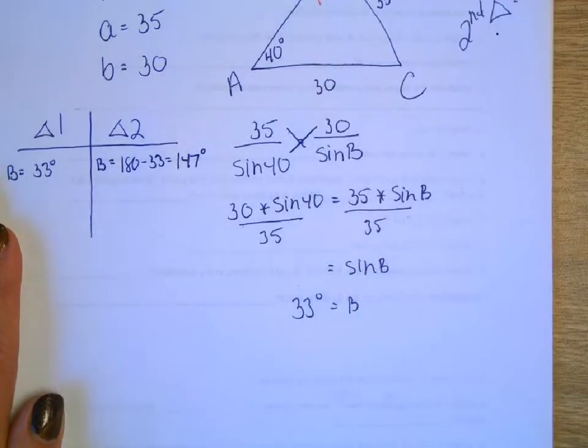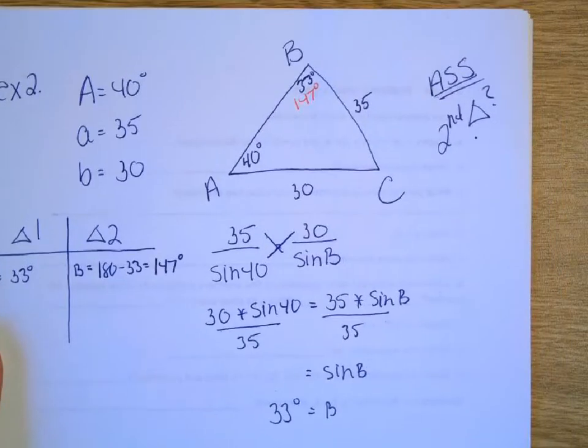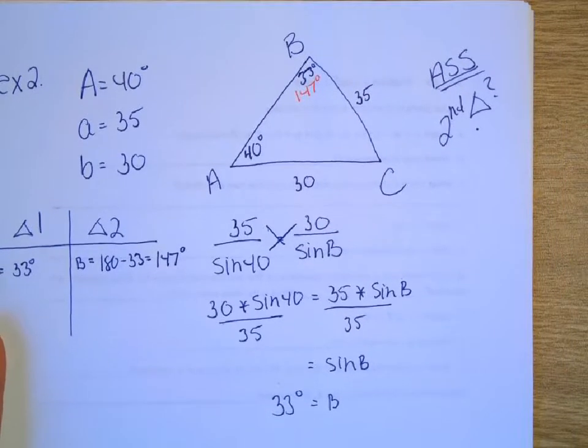This is where the second triangle will fall apart, if it's going to fall apart. Because what are we going to find next? That 40 plus 147 is greater than 180, and that's impossible. What are you going to find next? Angle C.